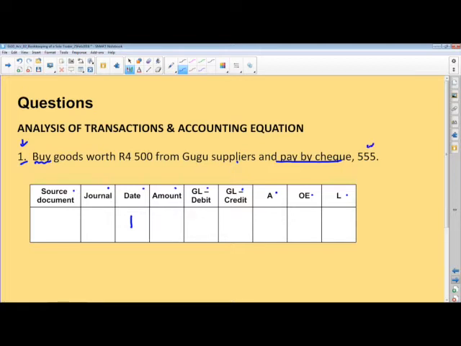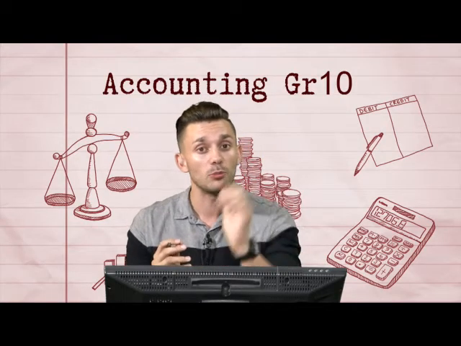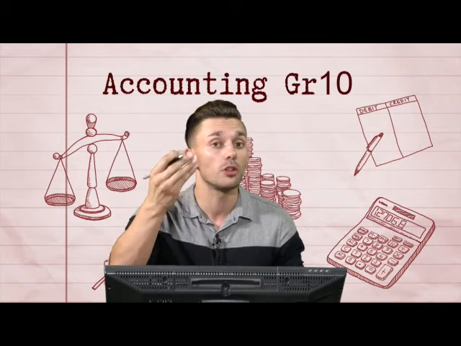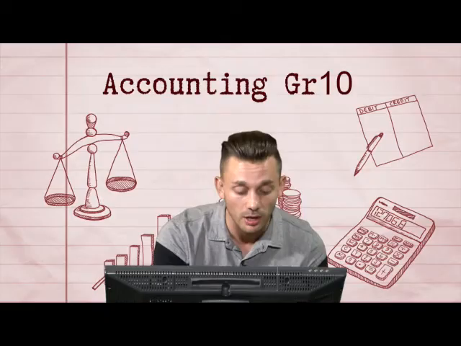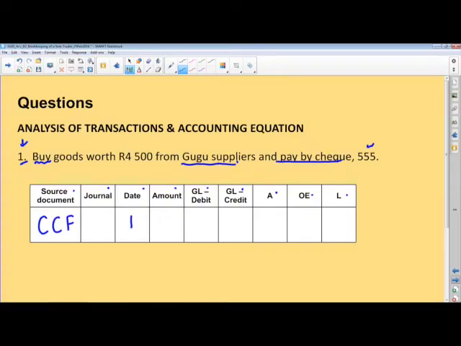Now, what will I call the source document that I as business will keep? I will keep the check counterfoil. Now, what is that? The check stub. Remember, when you have a checkbook, there's a small little piece on the side. I will keep the check counterfoil within the business. The check will be issued to the person I'm paying. And who am I paying in this regard? I'm paying Gugu suppliers. I don't have a column for it now, but where will I pay? I will pay in the CPJ. And now, what is the amount I'm paying? I'm paying 4,500 rand.